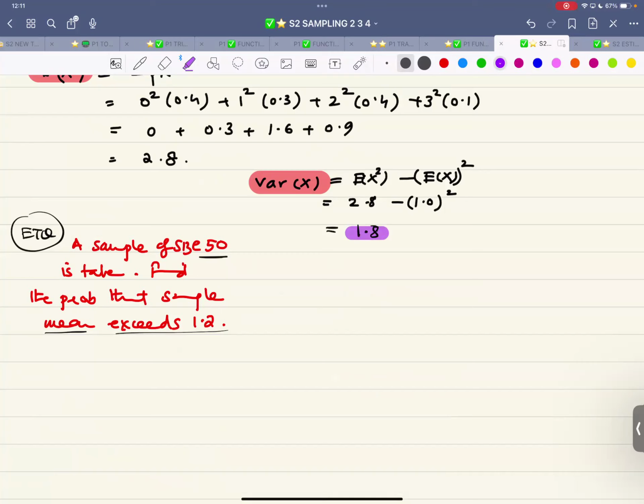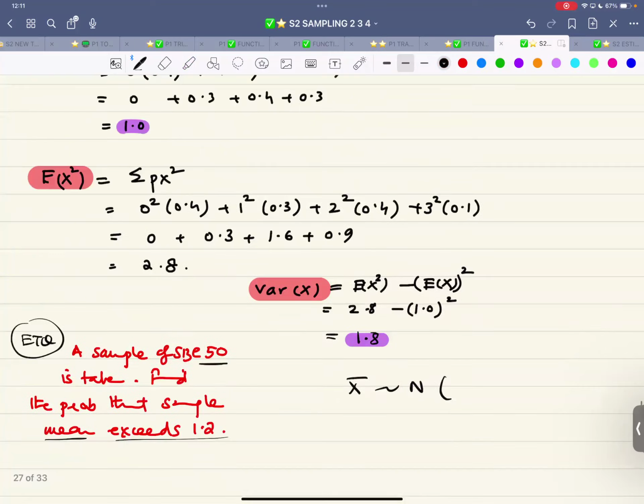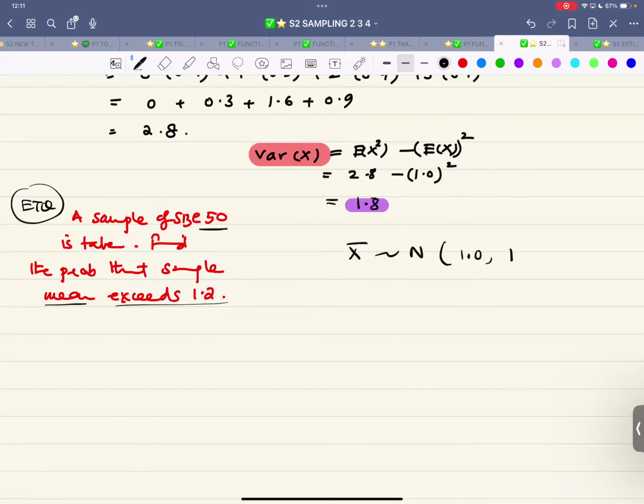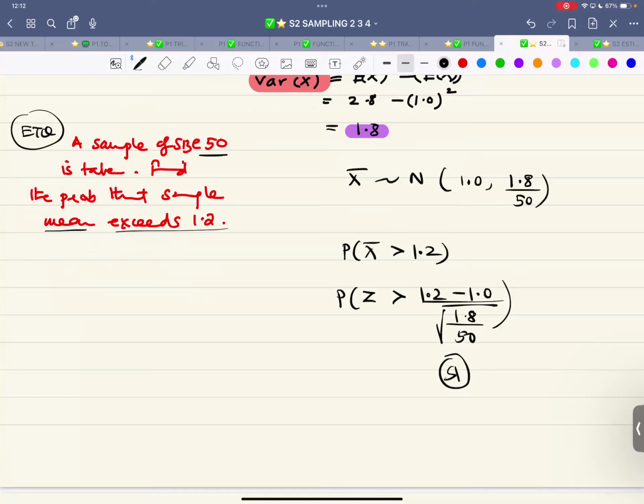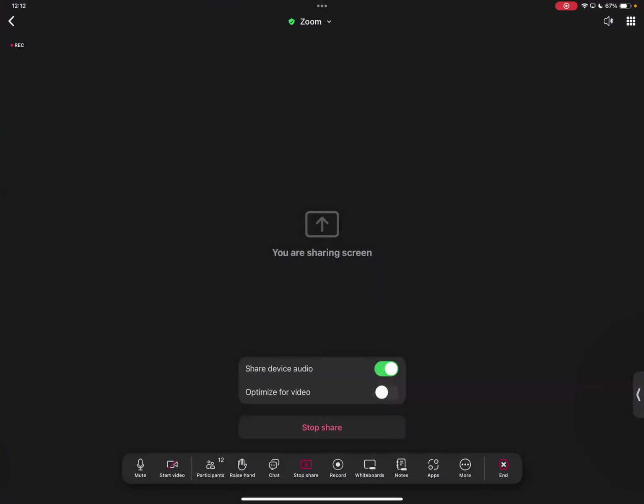It doesn't make a difference where the mean and variance are coming from. As long as we have the mean and variance and the sample size, CLT will apply. So first of all, we will write that X bar follows a normal distribution (1.0, 1.8 over 50), this is the variance divided by 50. And then they're asking probability X bar is greater than 1.2. Probability Z is greater than (1.2 minus 1.0) divided by square root of 1.8 over 50. And then knowledge of S1 is assumed. That is how this working will be done. All good, all clear? Let me just pause the recording over here, and then we'll continue in a short while.